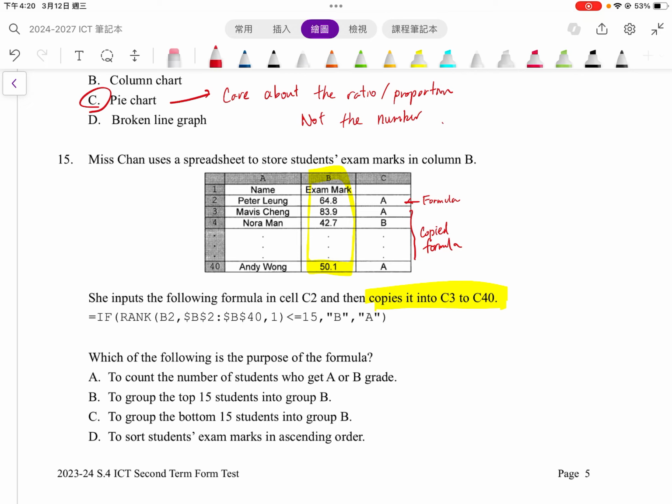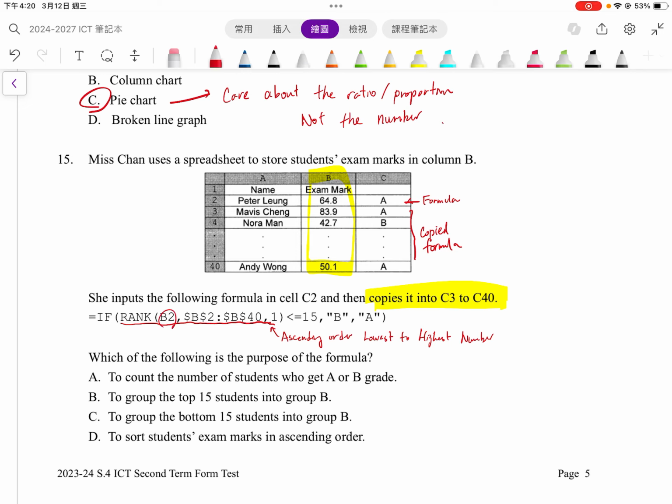Okay, so the first one, we have the formula already. Equal IF, RANK, B2, comma, B2 to B40, comma 1. Okay, so let's get the understanding of this first. 1 means ascending order. Because for column B, they are all numbers, that means from the lowest to the highest number. Okay, so you're going to do the ranking in a list of ascending order of the exam mark.